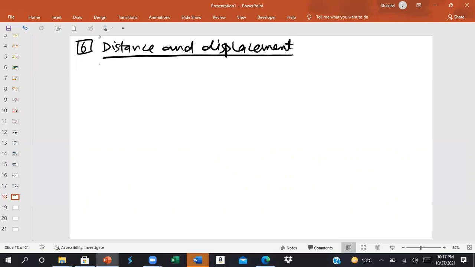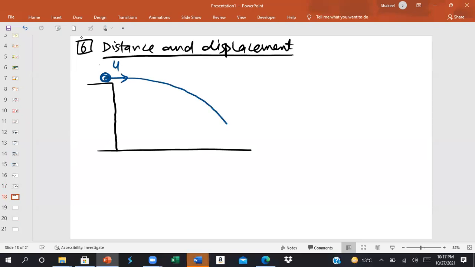After number 5, number 6 is distance and displacement. Let's say a projectile is launched from here with a speed u. Of course, it will be moving along a curved track while falling on the ground. So this is the range, the horizontal distance that it has covered.